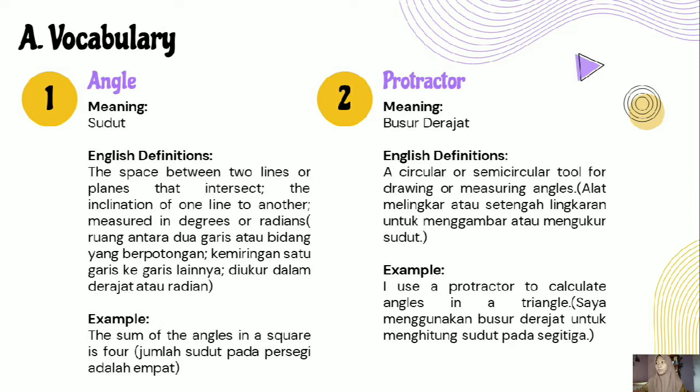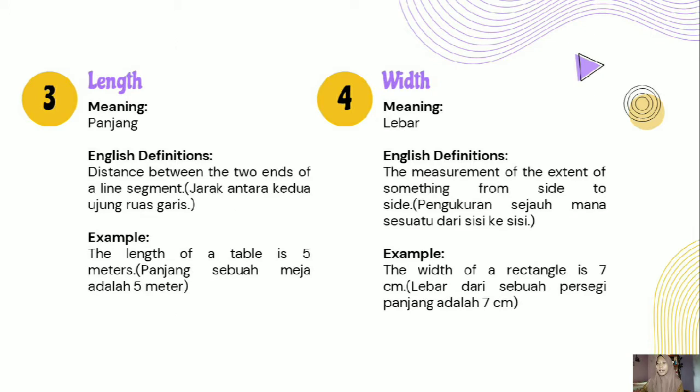Number 2, protractor. Meaning in Indonesian language is busur derajat. English definition: a circular or semicircular tool for drawing or measuring angles. Example: I use a protractor to calculate angles in a triangle. Number 3, length. Meaning in Indonesian language is panjang. English definition: distance between the two ends of a line segment. Example: the length of a table is 5 meters.